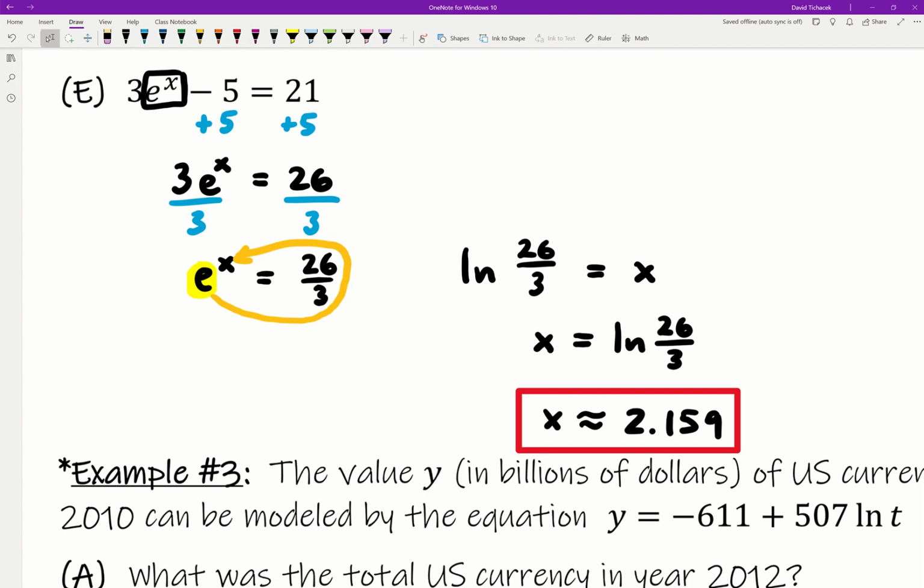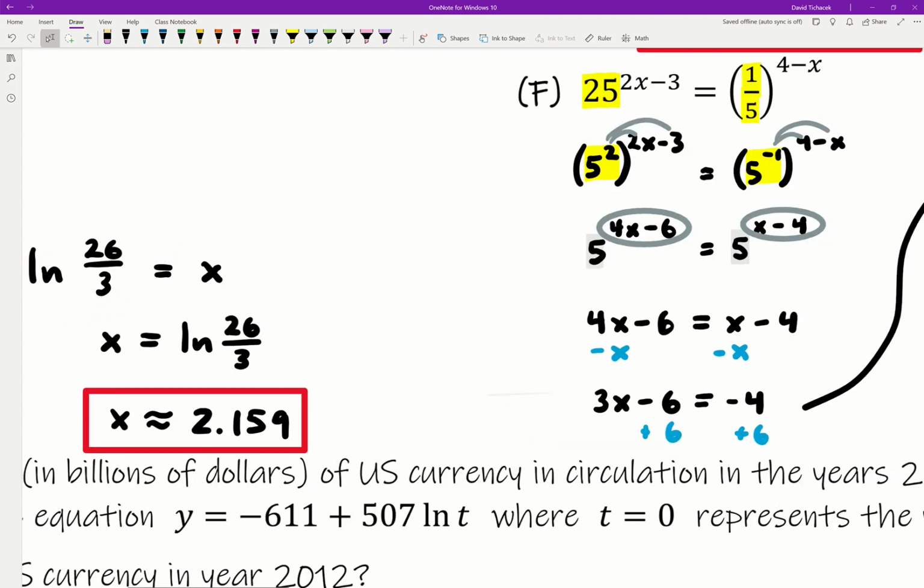The other note I want to make about part E here is that when you do loop that around, that's going to be a log base e. Keep in mind we give that a special name. We call that your natural log. And so you see there that I'm doing the ln of 26 over 3 instead of writing out log base e. That's our natural log there.